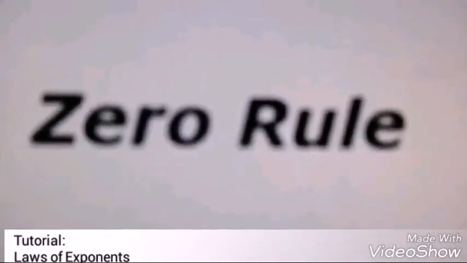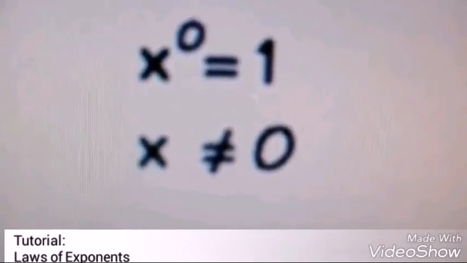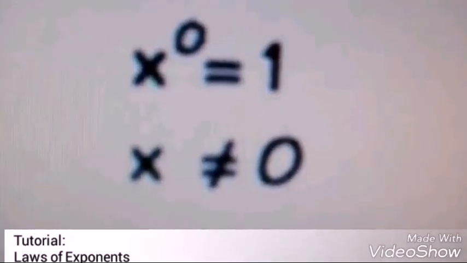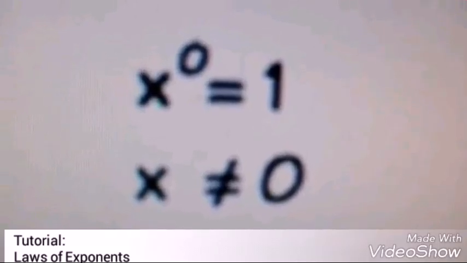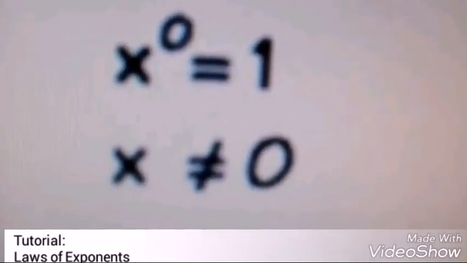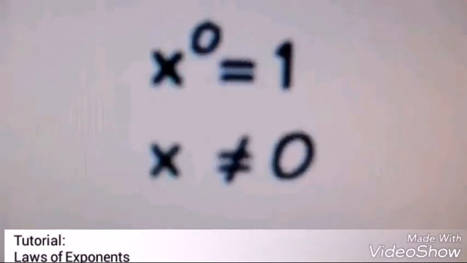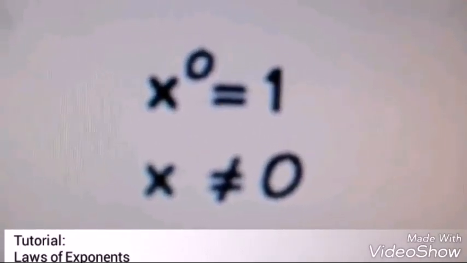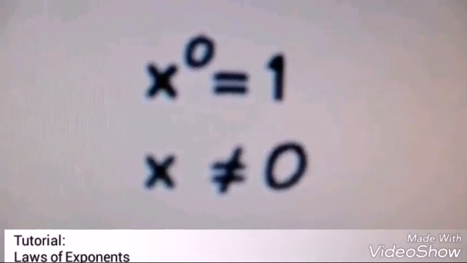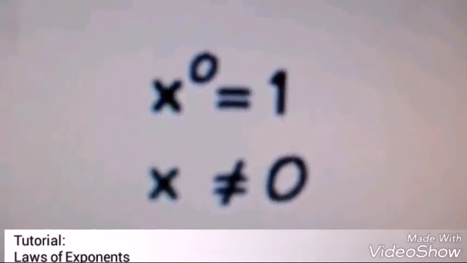Zero rule. According to the zero rule, any non-zero number raised to the power of 0 is equal to 1. In this example, the power of x is 0. According to the rule, any non-zero number raised to the power of 0 is equal to 1. So the answer is 1.